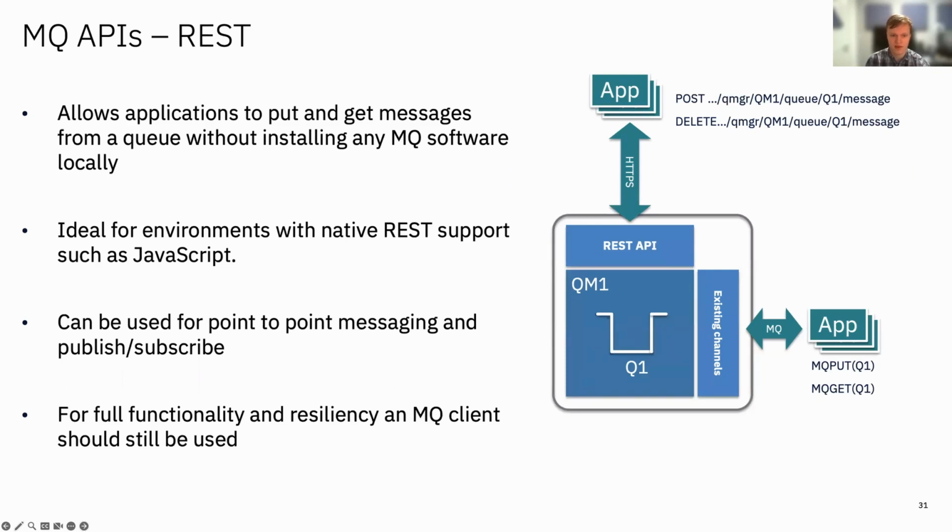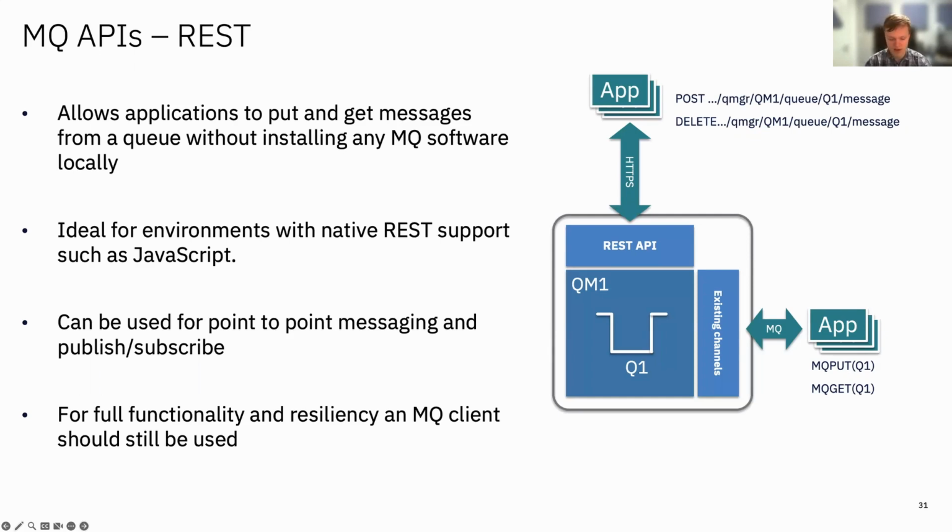So we also support a REST API. This can be used for point-to-point messaging and pub/sub, and just enables you to use POST, DELETE, standard REST methods to interact with the queue manager. So this is ideal for REST native environments like JavaScript, but certain features are lacking from REST.